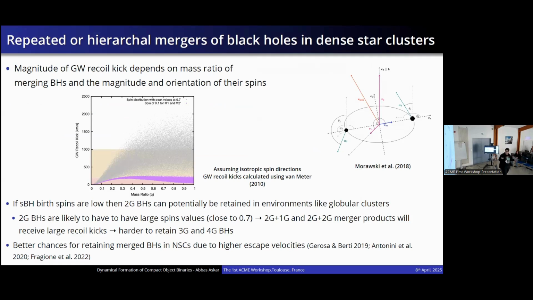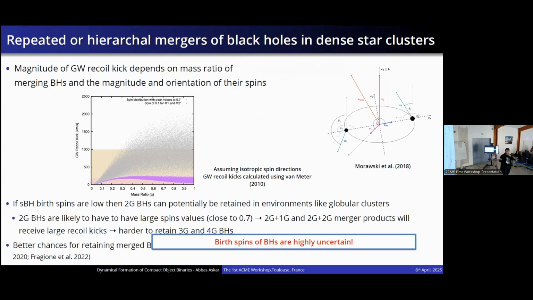So one possibility is that if these black holes are born with low spins, then when you have this first merger, in this figure here, you see the magnitude of the gravitational wave recoil kick as a function of mass ratio for two different spin assumptions. So the purple line is if you assume that birth spins are low at 0.1, and these dispersed points are if you sample these spins with values going up to 0.7. So if you really have low spins, then the gravitational wave recoil kick can still be less than the escape speed of globular clusters, but it becomes difficult to retain them. But you have better chances for retaining them in environments where the escape velocity is higher, such as nuclear star clusters.